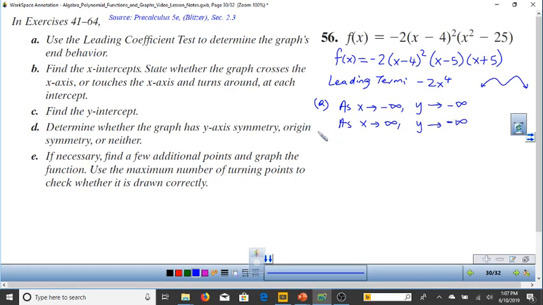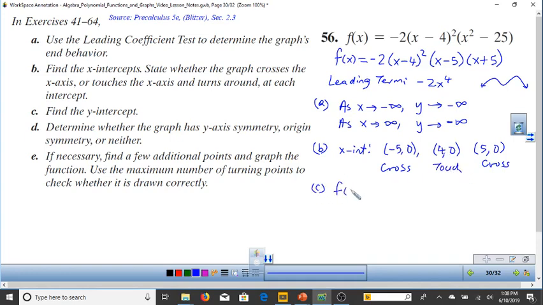Then let's see what our x-intercepts are. As we can see from the factored version here, our x-intercepts are positive 4, negative 5, and positive 5. And the multiplicity at negative 5 and positive 5 are both 1, so the graph is going to cross at those places, but the multiplicity at 4 is 2, so the graph is going to touch at that place.